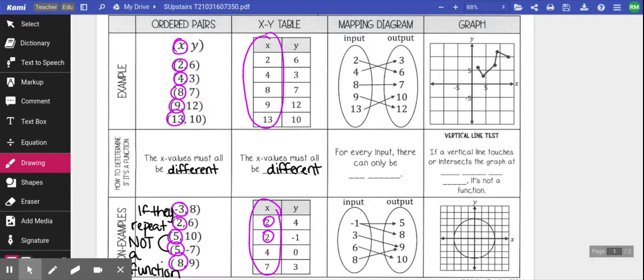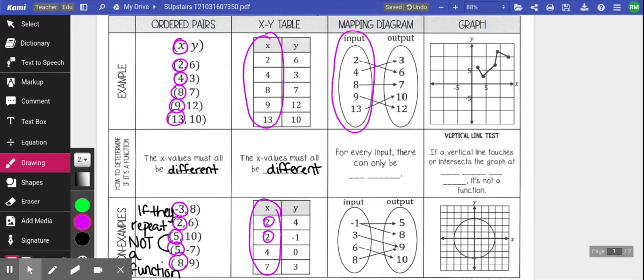Okay, mapping diagram. So with the mapping diagram, again, we need to look at our x values, and remember our x values are our input. So our input is what we're looking at here.